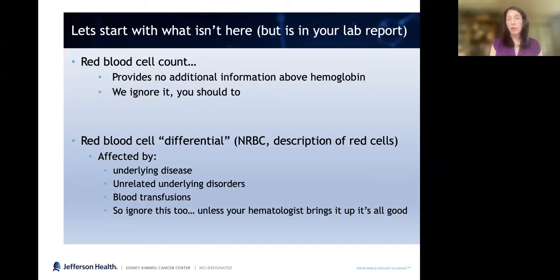And we're going to ignore what's called the red blood cell differential, not because it's not important, but because it's not important in your condition, because it is affected. It is a description of what the red cells look like, and it's affected by a lot of different things. So if I was worried that you had like hereditary spherocytosis, I'd be looking at your red blood cell differential, but I'm not. I know that you have leukemia, and the way your red cells look are affected by that, and by other underlying disorders, and by blood transfusions, which many of you probably have as part of your disease process. And so unless your hematologist brings this up with you, I would ignore all of the little things about what your red blood cells look like.